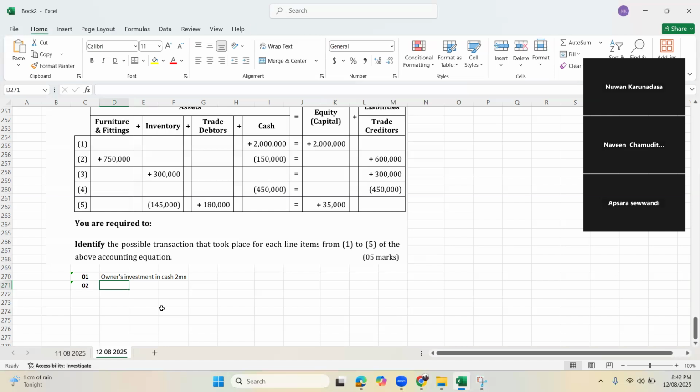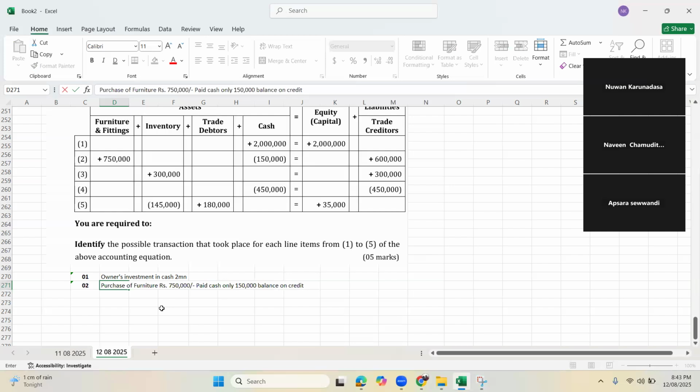So this is purchase of furniture 750,000. Paid cash only 150,000. Balance on credit basis. Understood, Apsara? Yes, sir. Very good. Number 3.